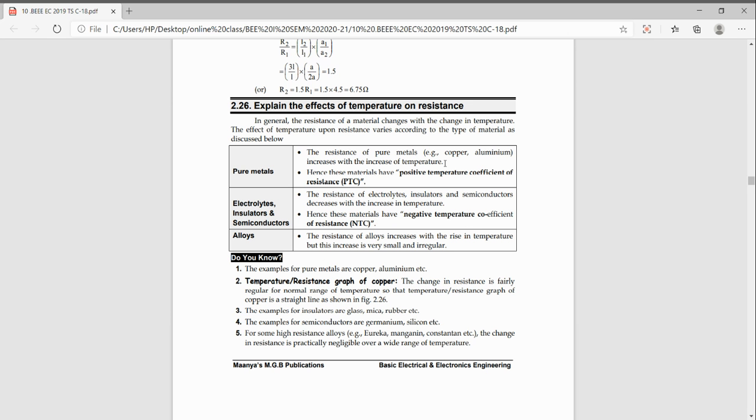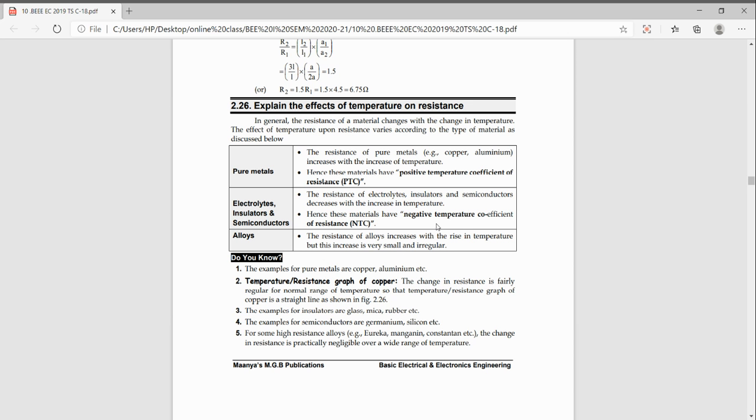This is only for the materials having a positive temperature coefficient of resistance, which applies only to pure metals, that is, conductors. And for semiconductors, insulators and electrolytes, it is a negative temperature coefficient.